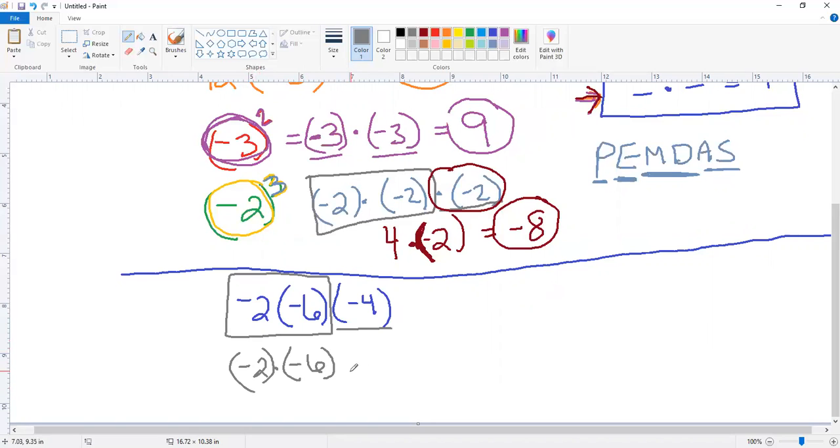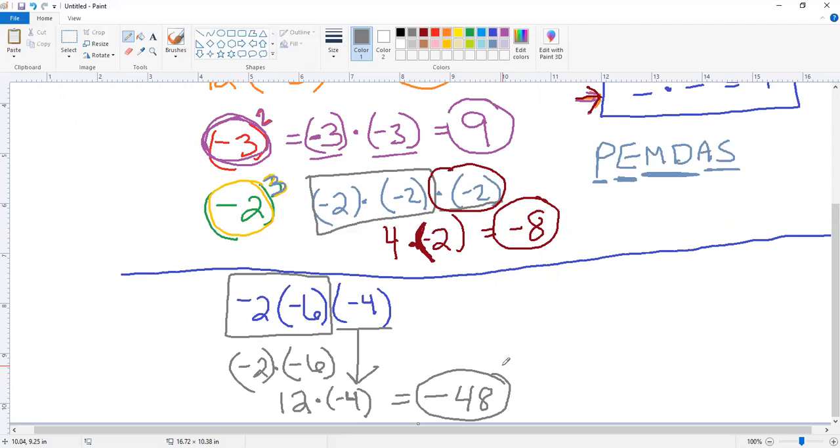A negative times a negative is a positive, very good, and 2 times 6 is 12. So we have 12, and now we're going to bring down that -4, and it was a multiplication, so we need to remember we keep that operation. So 12 times -4, a positive times a negative is a negative, you can go back up and look, and 12 times 4 is 48.